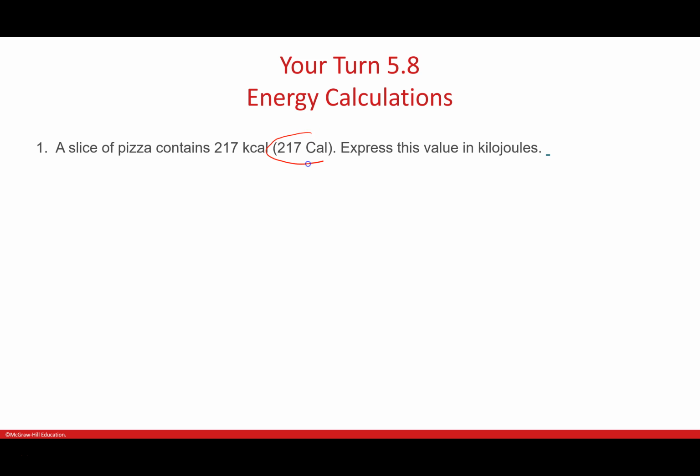Okay, the big C means thermodynamic calories. What did I say is the relationship between 1 calorie and how many joules? 4.184. Yep, 4.184 joules. Perfect.